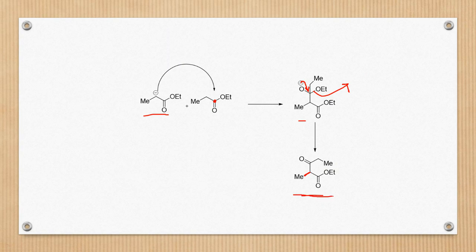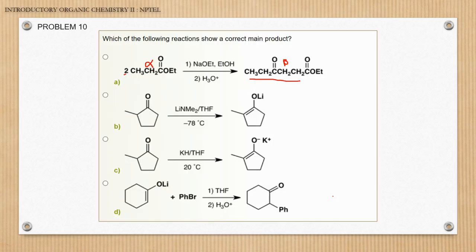So is it clear why the first reaction product is wrong and our product is getting a secondary methyl? Is it clear to all of you? Yes, ma'am. Okay, so the first reaction is wrong. So here the main product is wrong. This is not the product which you are going to get from this reaction.